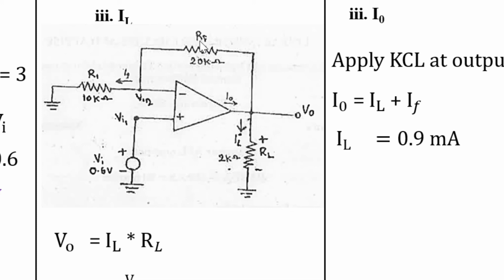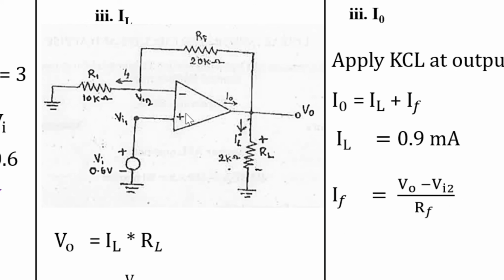So the potential across this resistor RF is, here the potential is V0 and here the potential is VI2, right? So the potential drop across this resistor is V0 minus VI2. So that is the potential drop across the resistor RF. Then divided by the corresponding resistance value, that is 20 kilo. So this is the formula to calculate IF. So IF is equal to voltage drop across this resistor RF, that is V0 minus VI2, divided by the corresponding resistance value RF. V0, we know the value 1.8 volt.